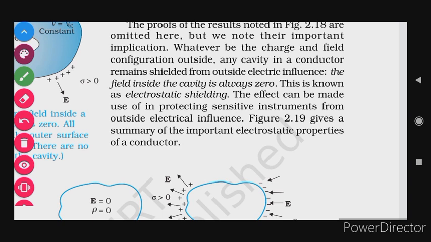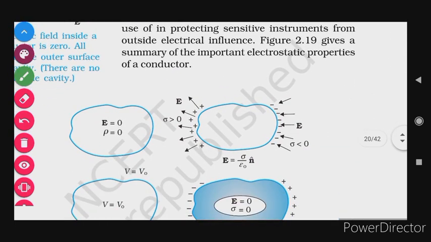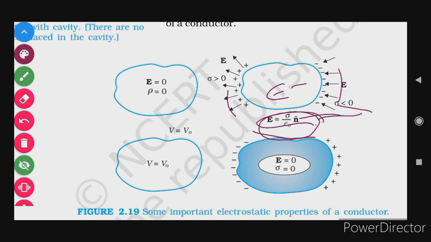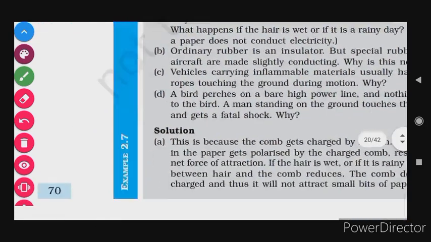Okay, this gives a summary of the important electrostatic properties of a conductor. In 2.9, you see the electric field is 0, rho is 0. There is no charge inside, and no electric field. If there is an external electric field outside, there will be induced charge, even then there is no electric field inside. This is the electric field on the surface. It mentions all the points that were discussed. The potential inside and on the surface will be equal. This is the point discussed here. Inside the cavity of the shell, the electric field will be 0, and the surface charge density will be 0. I tried to explain all these 6 points to you.